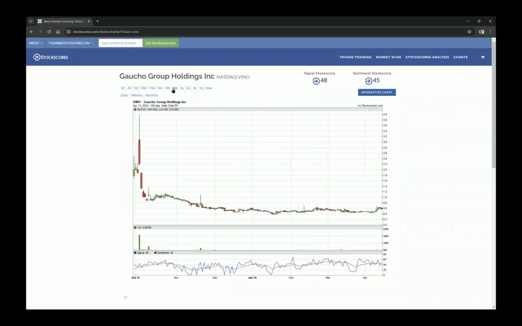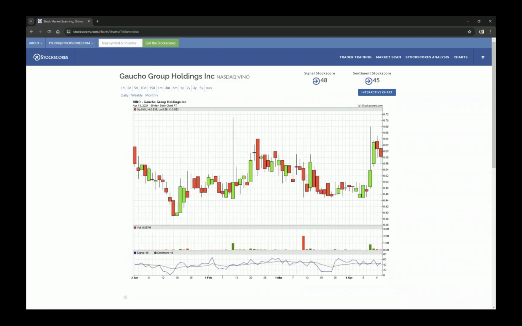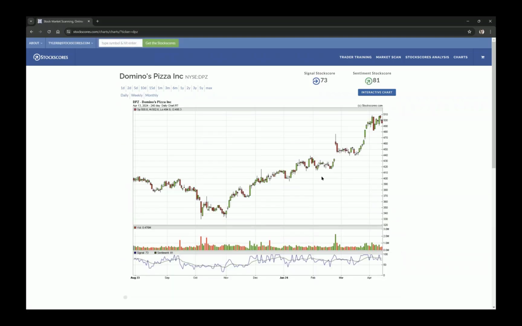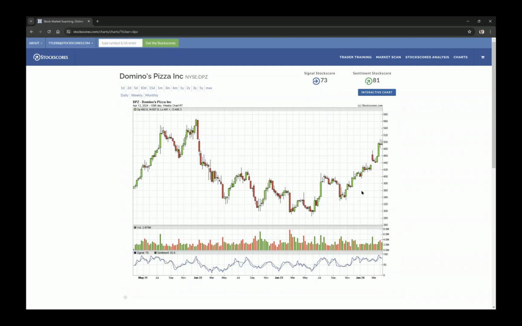And Vino, I'm gonna have to zoom in on this a little bit because the scale is quite skewed. Yeah, it's got a little bit of volume coming in, but nothing outstanding. If it can break through 64 with some good volume, might be worth considering. If you're in it, I'd hold. But DPZ, Domino's, good hold. Wouldn't buy it here, but it is a good hold. It's in a good upward trend, and you can see that the upward trend line is like this. And so long as that line is intact, it seems good. When it gets up to resistance at 560, it'll probably get stuck.